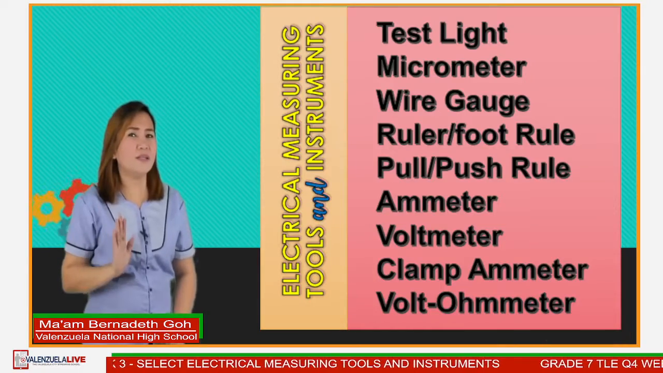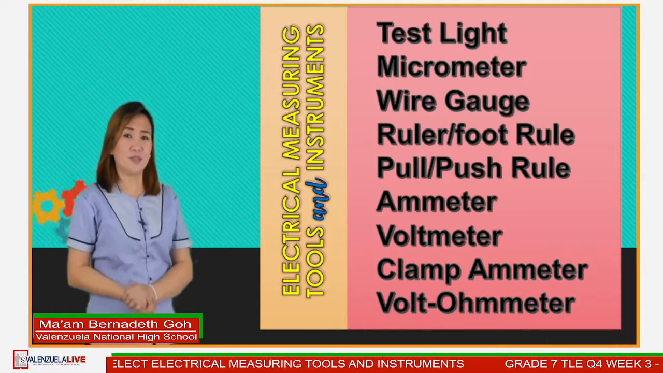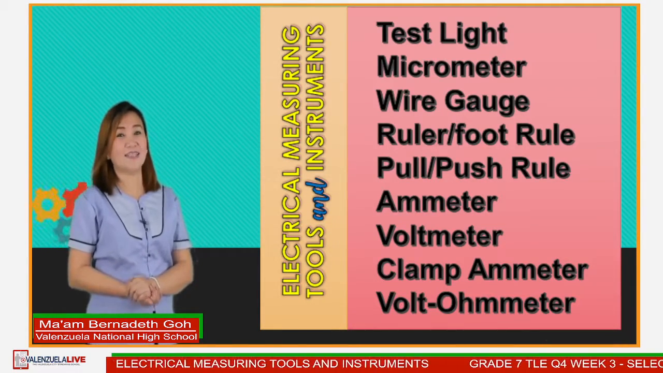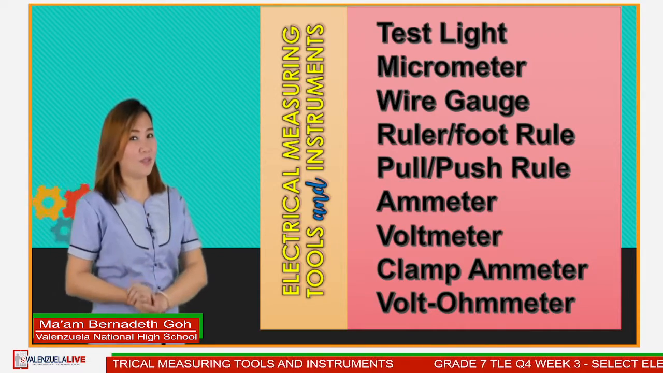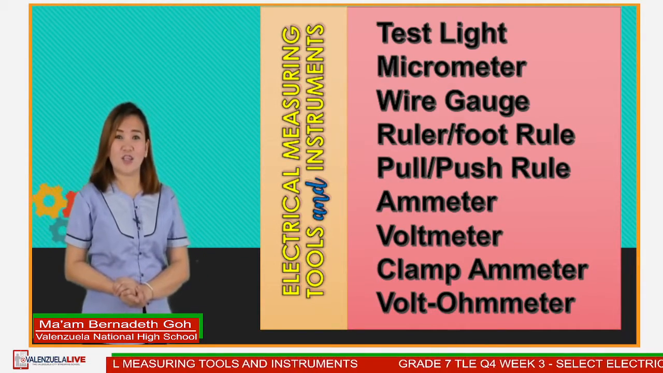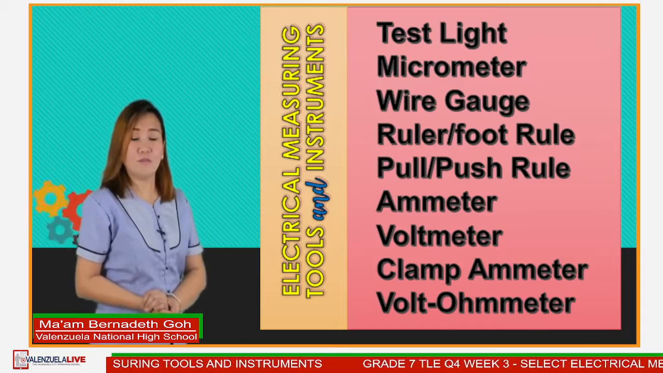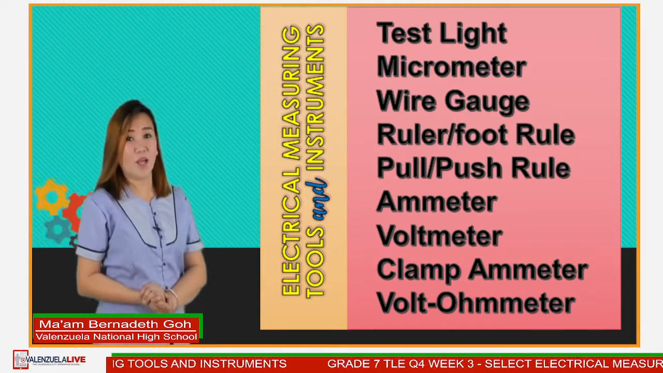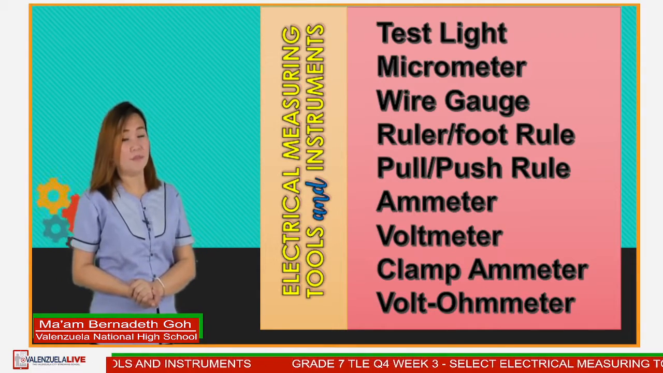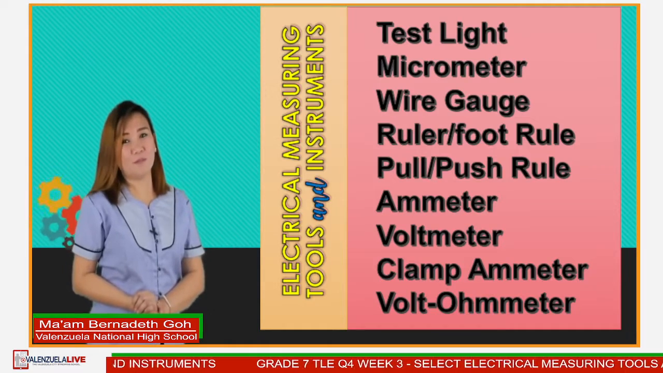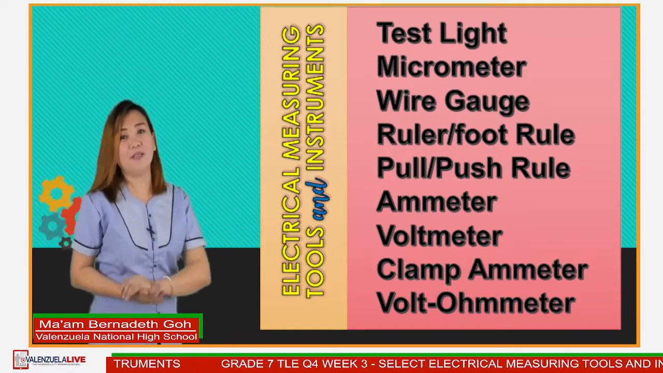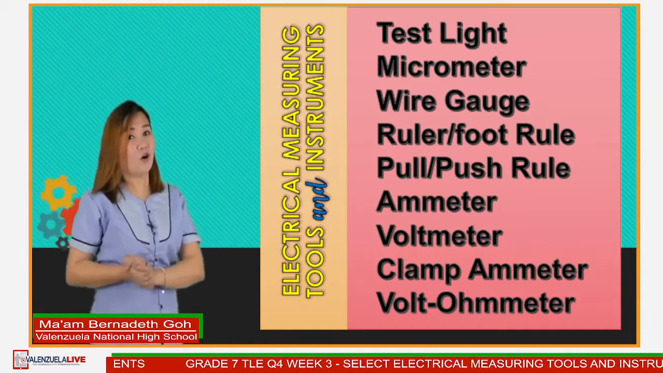Again, what are the tools used in measuring electricity? These are test light, micrometer, wire gauge, rule or foot rule, pull-push rule, ammeter, voltmeter, clamp ammeter, and voltometer.